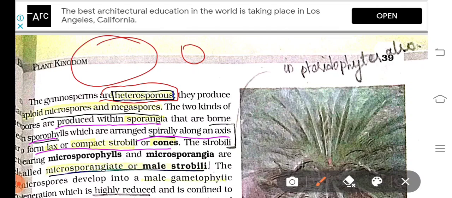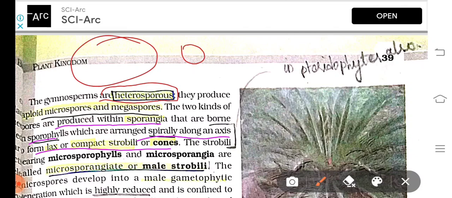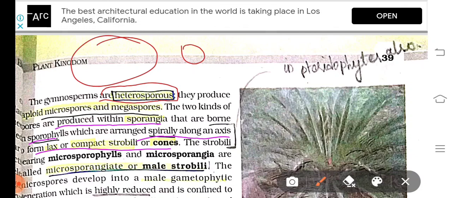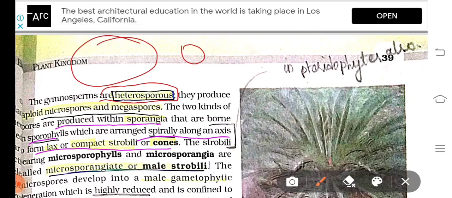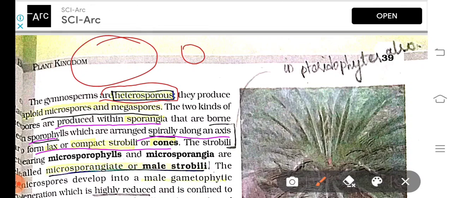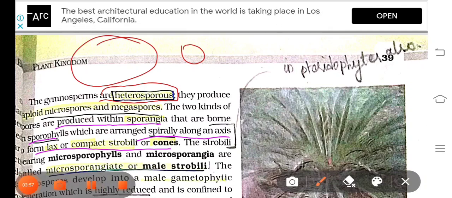Now in the case of pteridophytes also, you can see that they are arranged like so, and they have distinct compact structures, and that is also called strobili or cones. And examples of those pteridophytes are Selaginella and Equisetum.